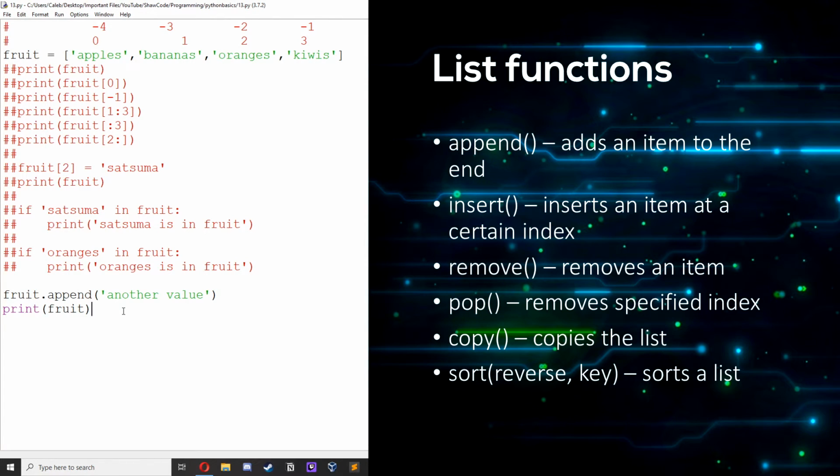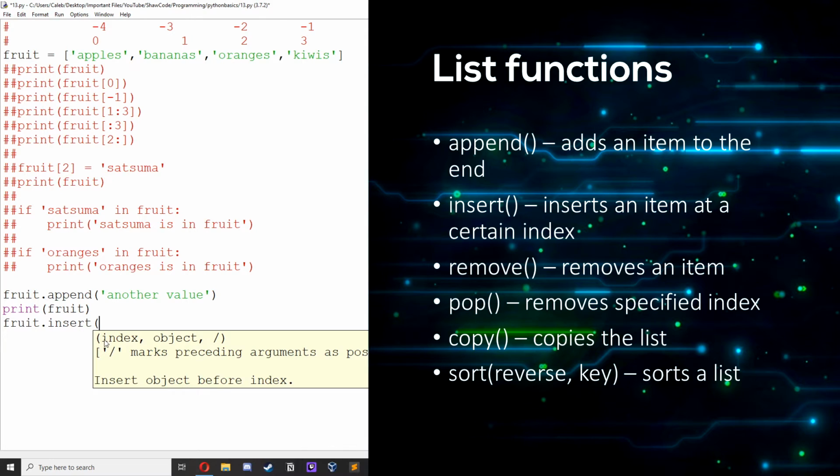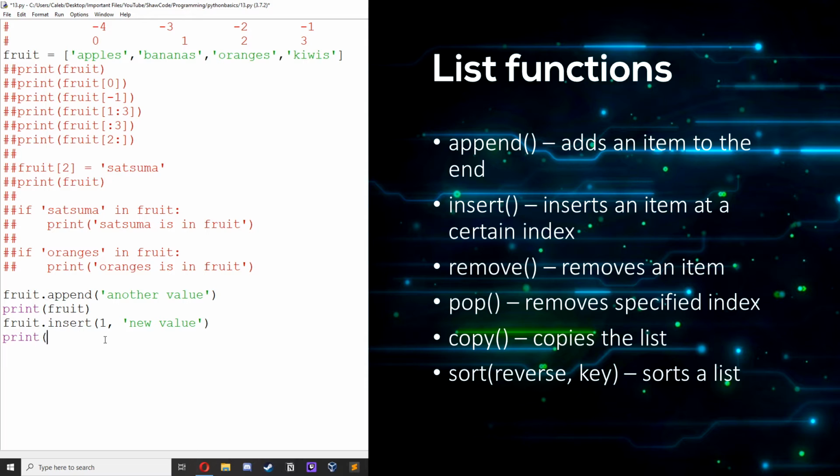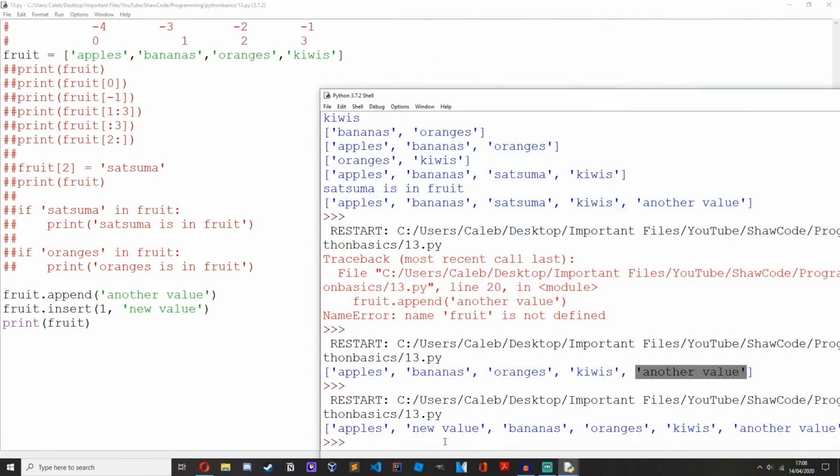To add an item at a certain place or a certain index, you use the insert function. So fruit.insert. So we need the index, so I want to insert it at, let's say, 1. And let's put in there the object, which is going to be new value. And then let's print fruit. I'm going to actually get rid of this print statement right here, just to keep it clean. As you can see, a new value has been inserted at index 1, but bananas is still there, it's just been shifted up to the next index.